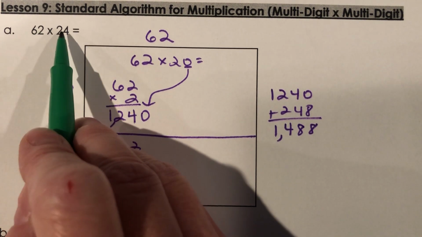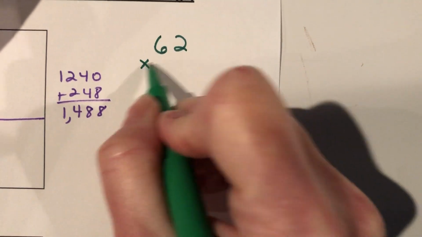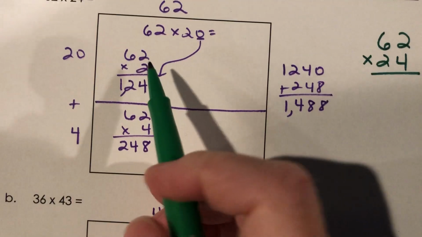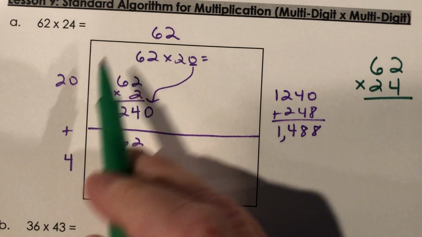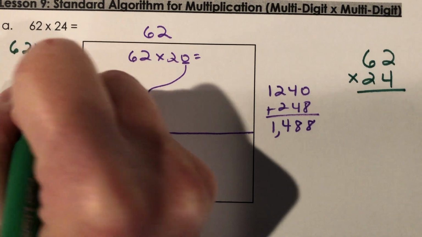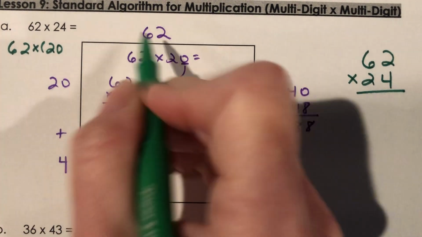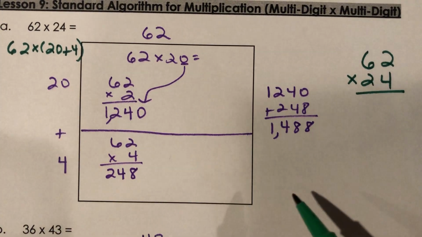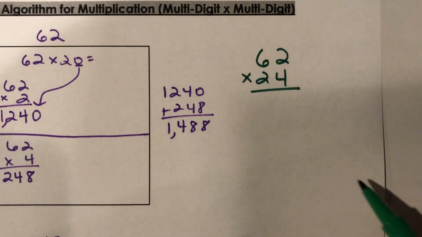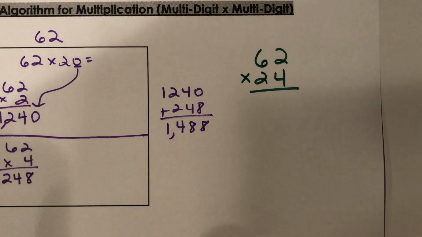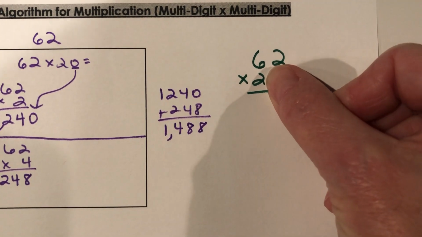So I'm going to go ahead and do 62 times 24, and I want you to write 62 times 24. Now if you take a look at what we did here, you took the 62 times the 20 in the 24, right? So it's kind of like you took 62 times the 20 in the 24, and you did 62 times the 4 in the 24. So this is what you did here. That's the same thing we want to do here. I want to take 62 times the 4, and I want to take 62 times the 20 in the 24.